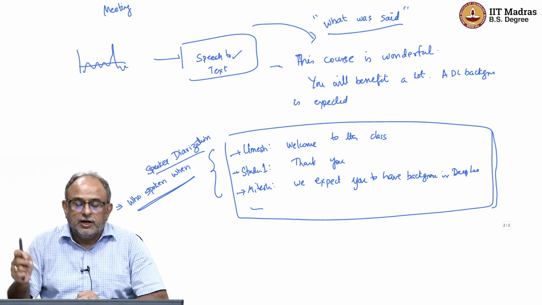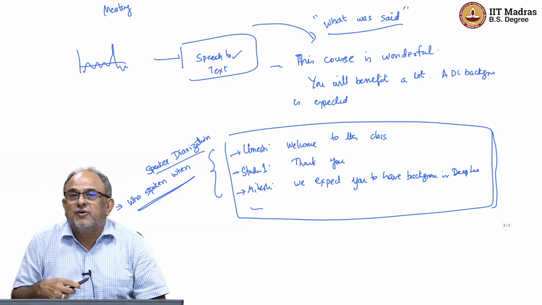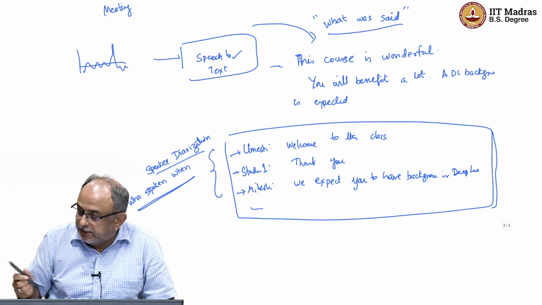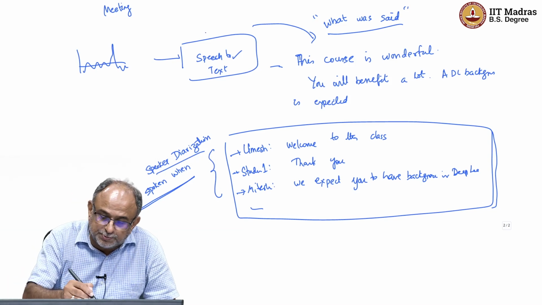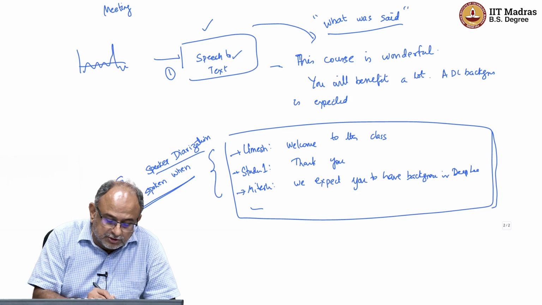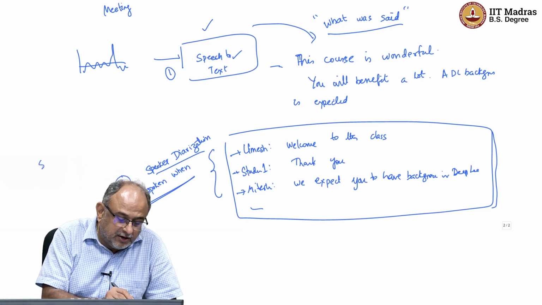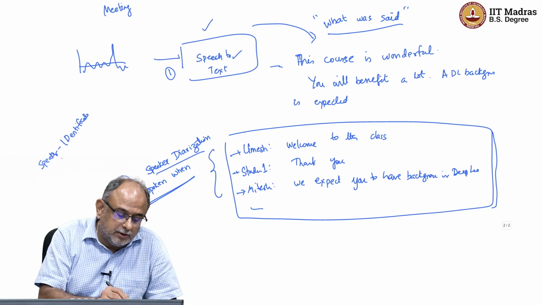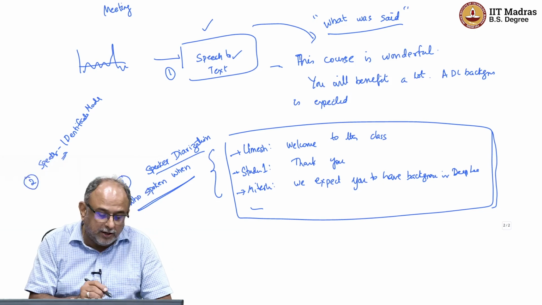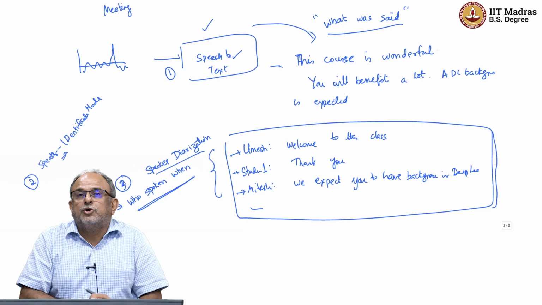Okay, so we are going to solve this problem in a slightly roundabout way. We are going to use a technique which basically uses speech to text. So I am going to first use speech to text, then I am going to use a speaker verification or speaker identification model. Okay. So first speech to text, then a speaker identification model, and I will come to that, and then I am going to do speaker diarization.